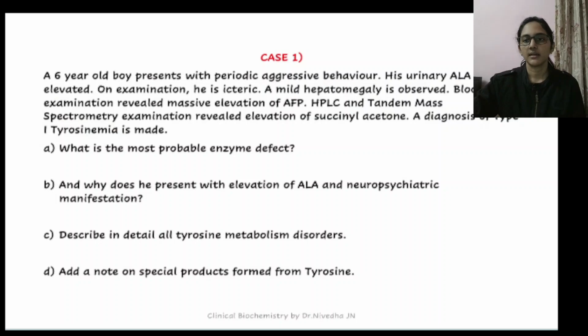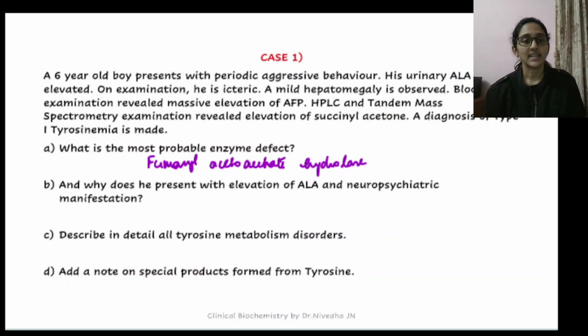You can keep posting in the chat box also. What is the most probable enzyme defect here? The most probable enzyme defect would be fumarylacetoacetate hydrolase. Now, why does it present with elevation of ALA and neuropsychiatric manifestations? Very good, keep posting the answers, I am seeing them. So fumarylacetoacetate hydrolase is the enzyme defect.